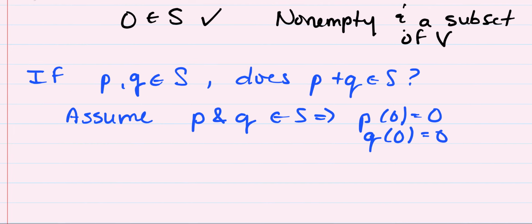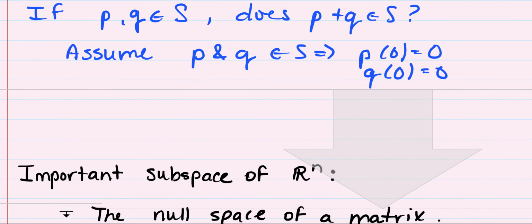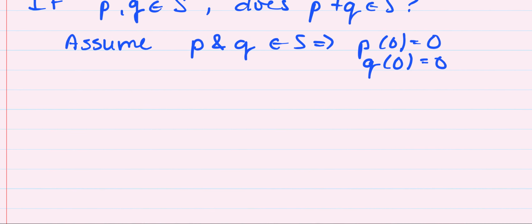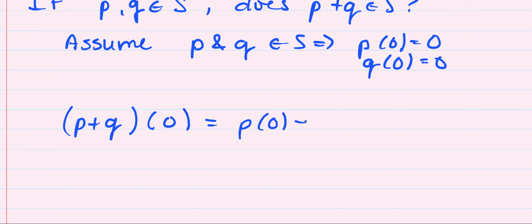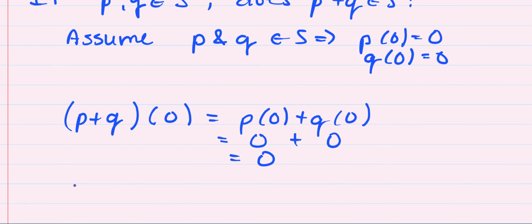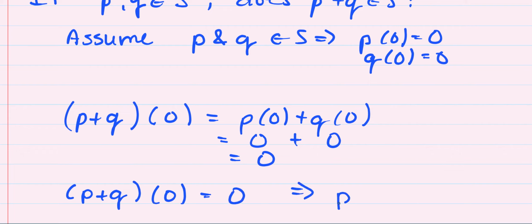To figure out if p plus q belongs, well, p plus q is a polynomial of degree n minus 1 or less. We need to evaluate it at 0. This is equal to p of 0 plus q of 0, and we know that this is equal to 0 plus 0, which is 0. So this sum, p plus q, is a polynomial that when we evaluate at 0, we get 0. So that tells us that p plus q, this polynomial, actually belongs to S.